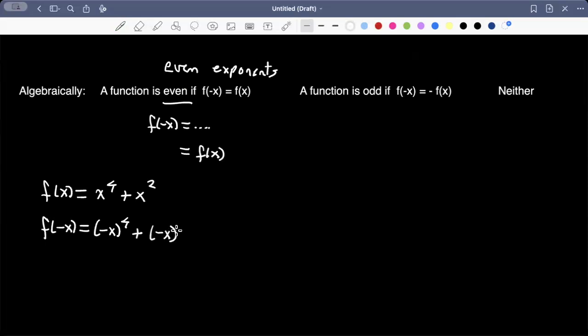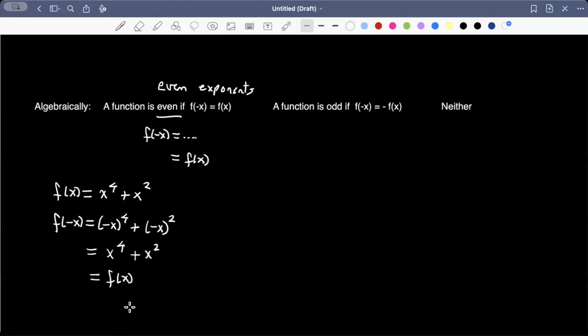When I take a negative number to the power of an even exponent, the negative goes away. I have x to the 4 plus x to the 2, and that's the same as the original function. So this is an even function.